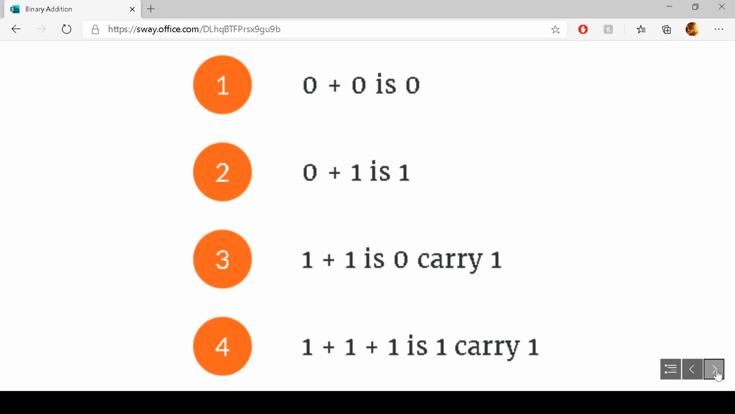Here are the rules for binary addition. If we have 0 plus 0, the answer is 0. If we have 0 plus 1, the answer is 1. If we have 1 plus 1, the answer is 0, carry 1. If we have 1 plus 1 plus 1, the answer is 1, carry 1. These are the only 4 types of addition that you will find.